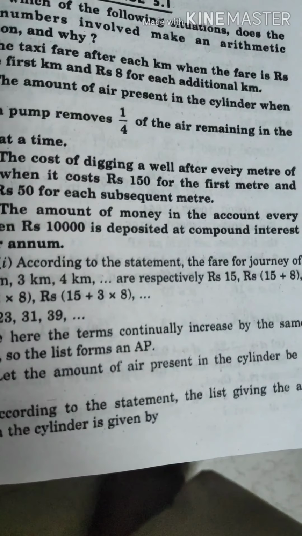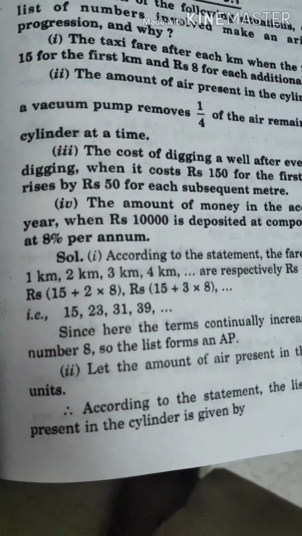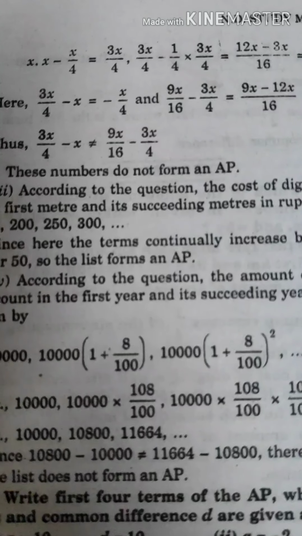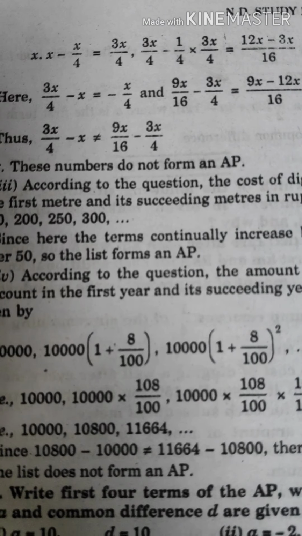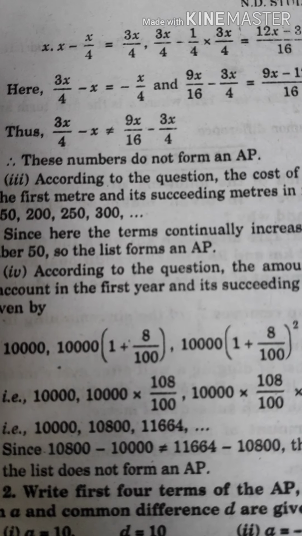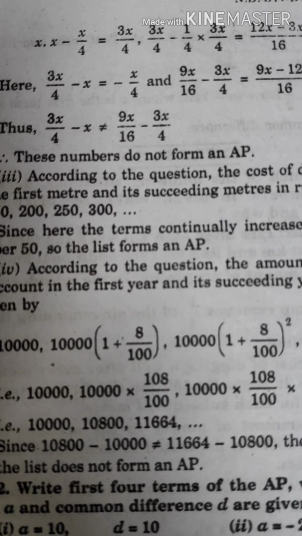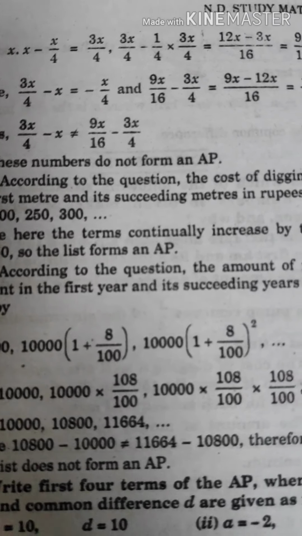According to the statement, the list giving the air present in the cylinder is given by x, x minus x by 4 which is equal to 3x by 4, 3x by 4 minus 1 upon 4 of 3x by 4.